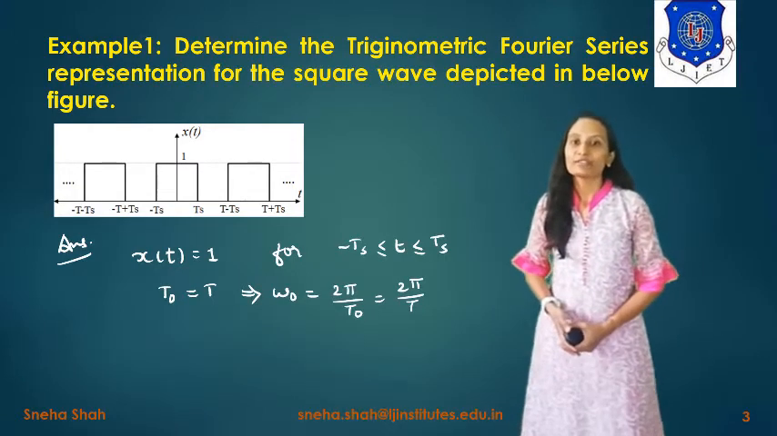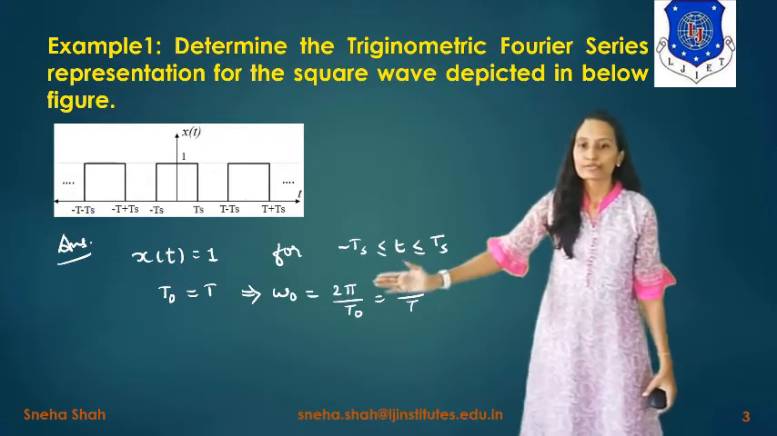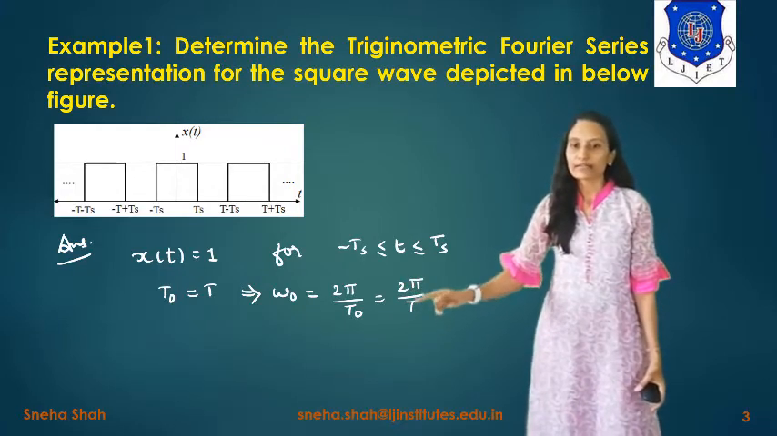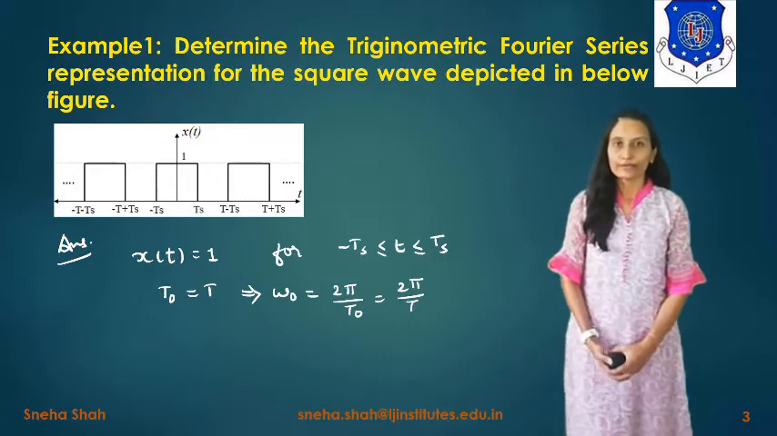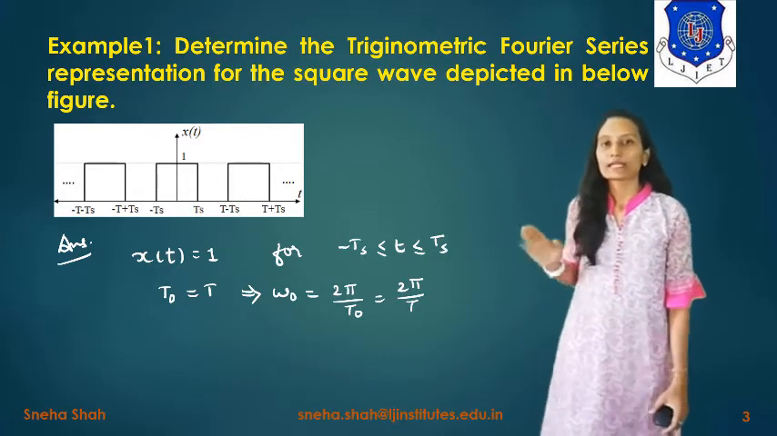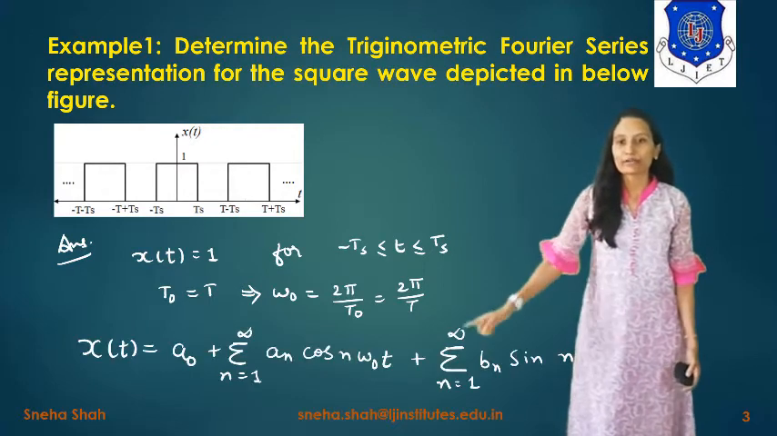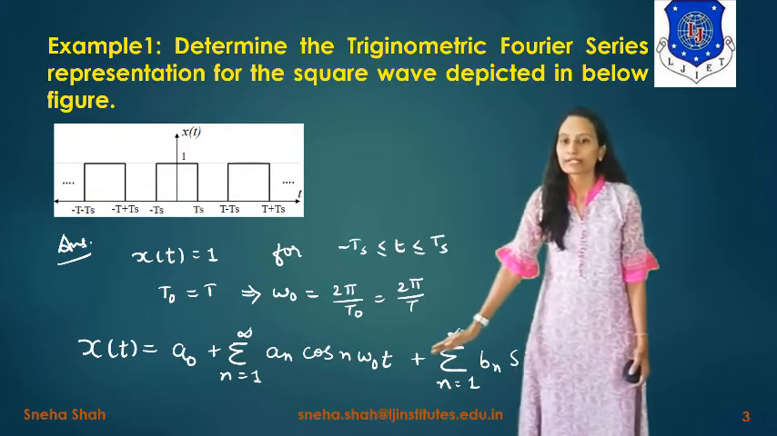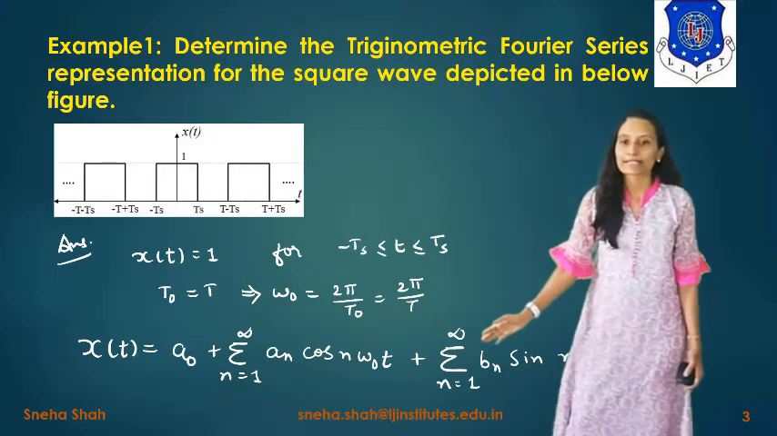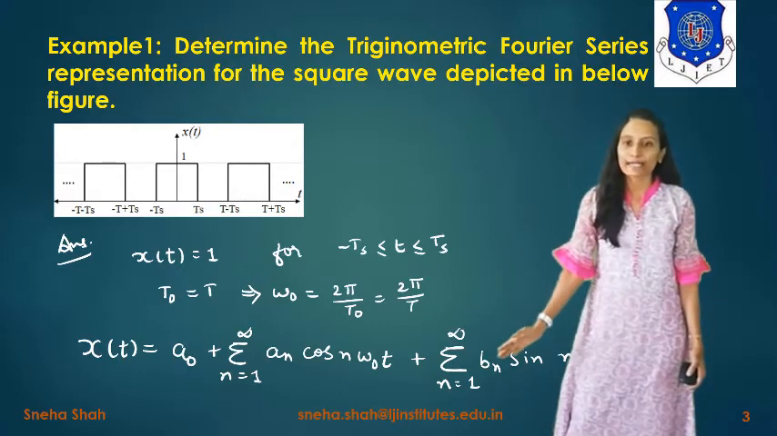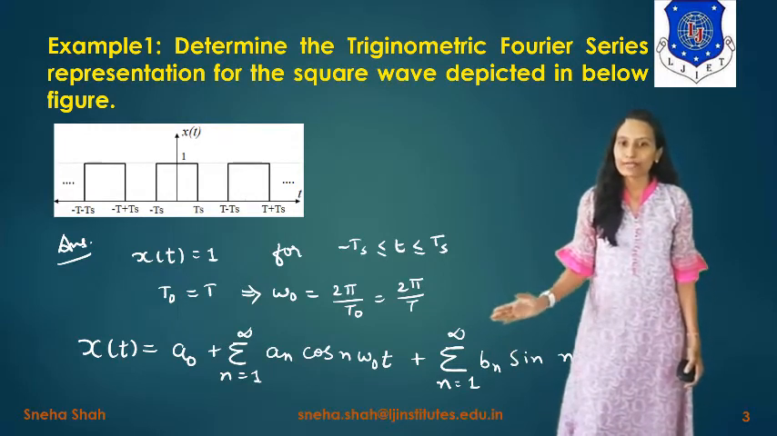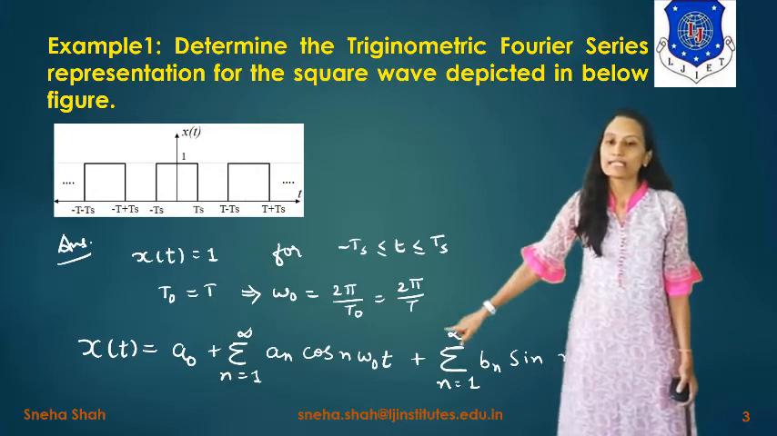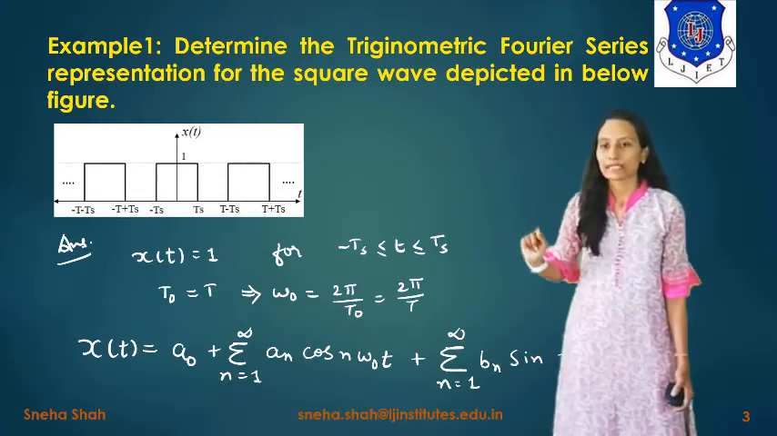Now, if we find the value of omega 0, omega 0 equals 2 pi by t0. Since t0 equals T, this converts to 2 pi by capital T. Now we put these two values in the equations of a0, an and bn to find the value of x of t. As you know, the final value of the trigonometric Fourier series is x of t equals a0 plus summation n equals 1 to infinity an cos n omega 0 t plus summation n equals 1 to infinity bn sin n omega 0 t.